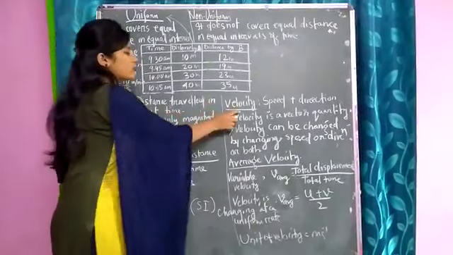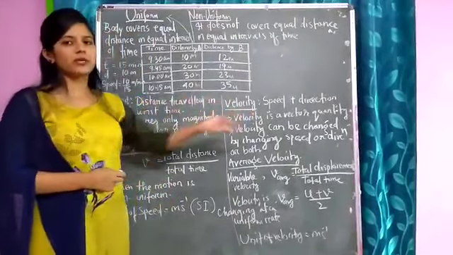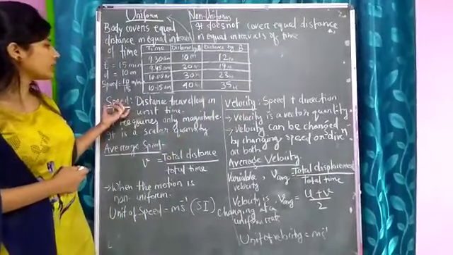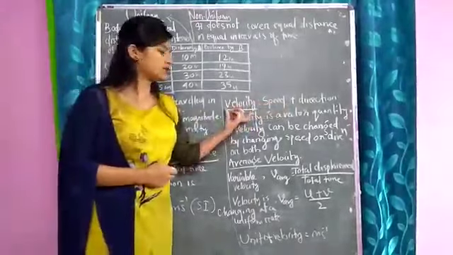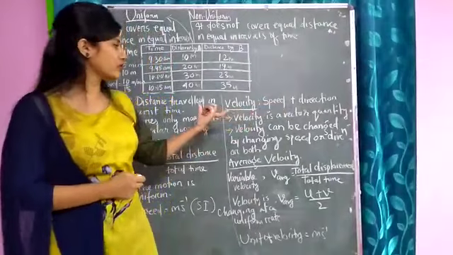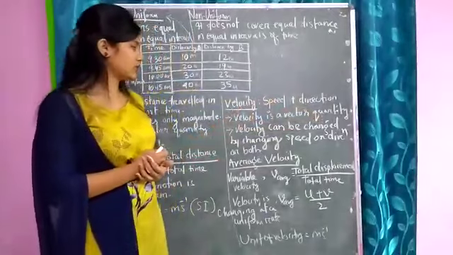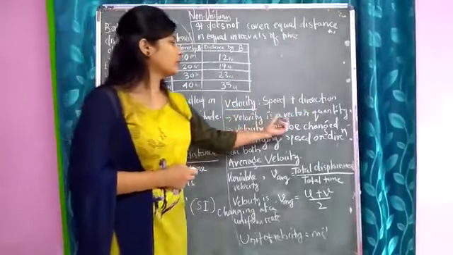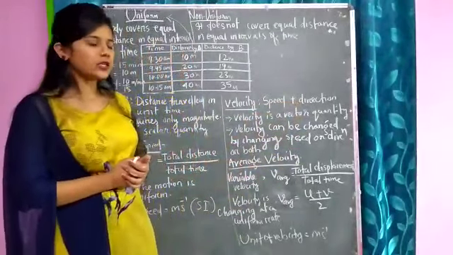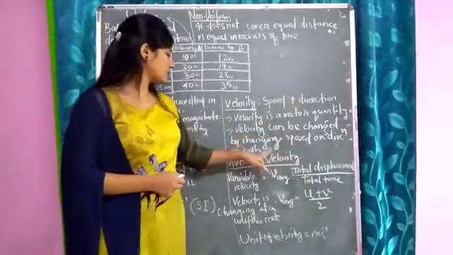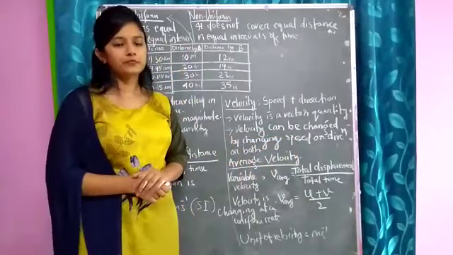Then we will discuss velocity. The basic difference between speed and velocity is that whenever we define the direction with speed, we say that it is velocity. That's why I have written here that speed plus direction will give you the velocity. So velocity is a vector quantity, because we have to define the direction. Next, velocity can be changed by changing speed or direction or both.